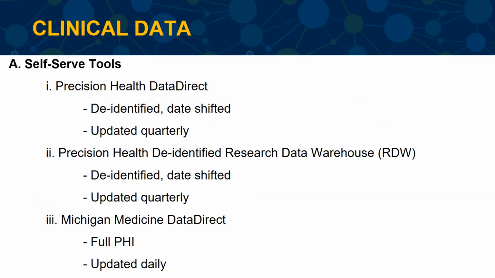The 2 different ways to access clinical data are through self-serve tools or through customized data reports. Precision Health has expanded its offerings of patient health data by creating de-identified versions of the Michigan Medicine Full PHI tools. Both Precision Health Data Direct and the Precision Health De-Identified Research Data Warehouse are de-identified, date-shifted, and updated quarterly.